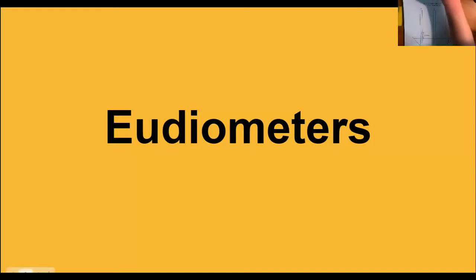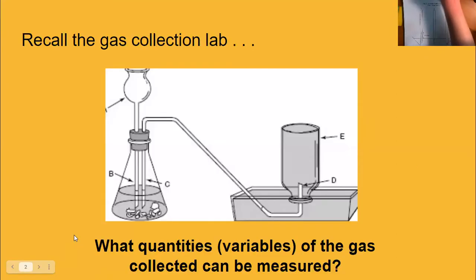Remember in lab when we collected gases. So the lab where we collected oxygen, collected hydrogen, and then tested it for different properties. Well, think about our bottles and our test tubes. And we had those samples of gas collected. What could we measure about them?